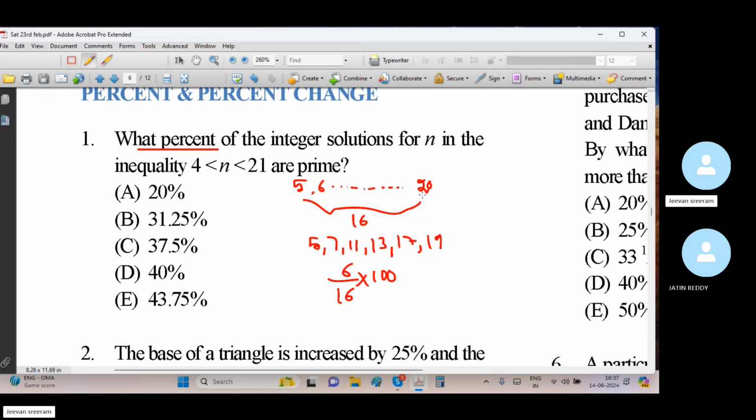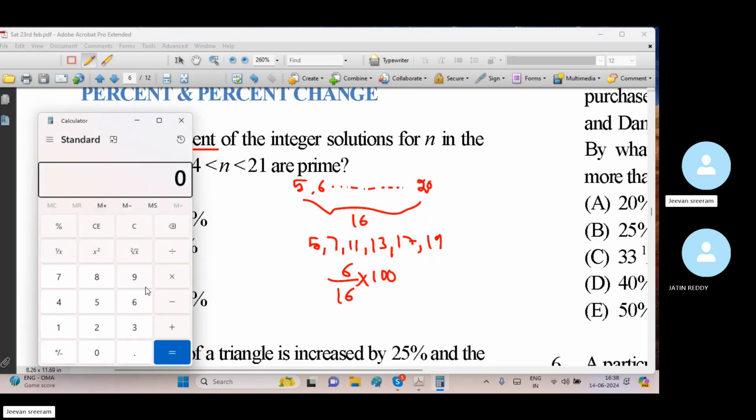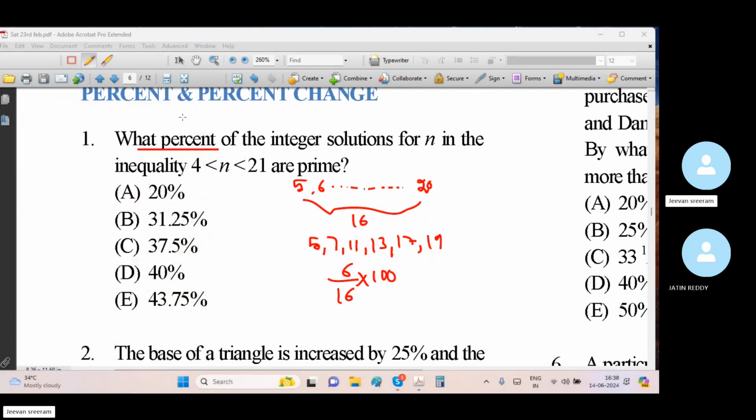Are they really 16? 5 to 20. 15 plus 1, 16. Or 17, are they 17? 6 divided by 16, 37.5. Do we have the option? Yeah. So, correct?